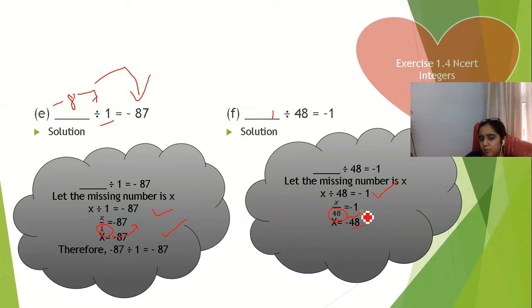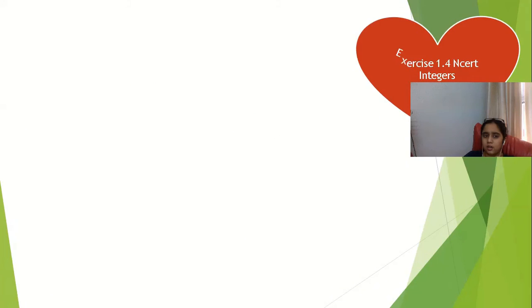It means when you multiply any number with 1, you will get the same answer. So if you multiply minus 1 by 48, you will get the answer minus 48, because according to the multiplication rule, if one number is negative and another is positive, the sign of the answer is negative.